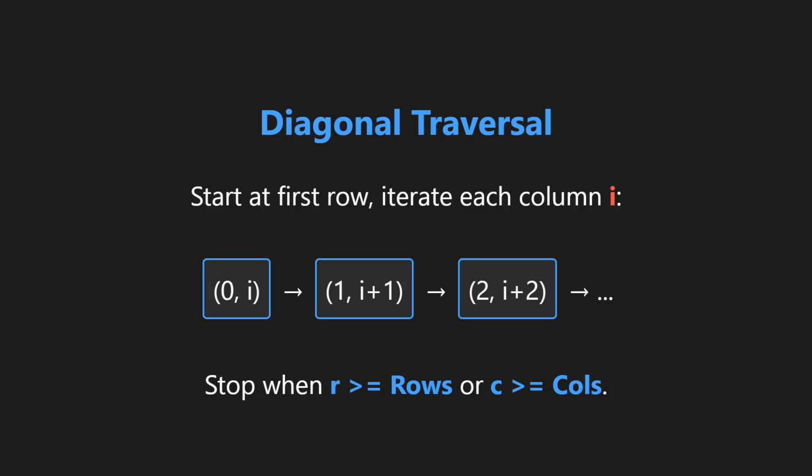Our thought process is to read the characters diagonally, just as they were originally written. We iterate through each starting column of the first row. From each starting point, we move diagonally downwards, incrementing both the row and column until we hit the boundary.